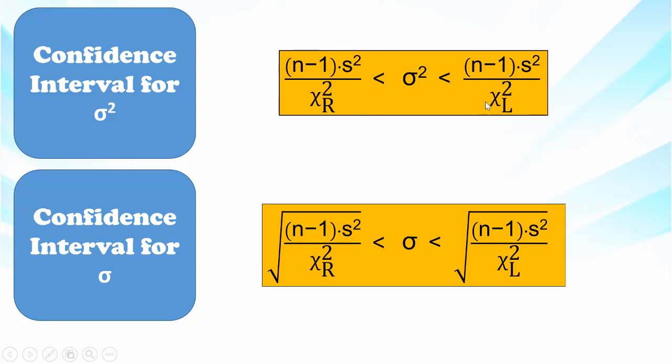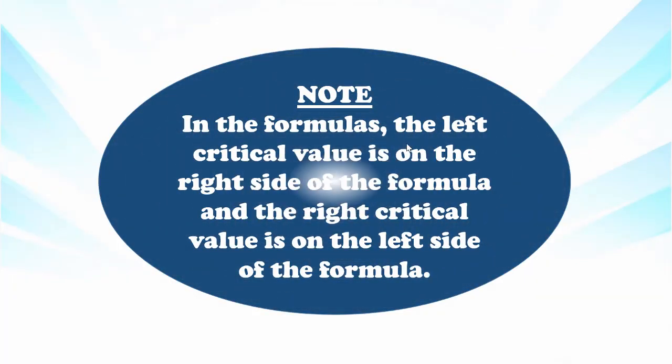On the right, since we're dividing by chi-square L, which is smaller, when we divide by a smaller number, that fraction ends up being larger. And that's always the case with these fractions. The chi-square R will be on the left, and the chi-square L will be on the right. So that's kind of contained in our note here. In the formulas, the left critical value is on the right side of the formula, and the right critical value is on the left side of the formula. Let's take a look at an example.